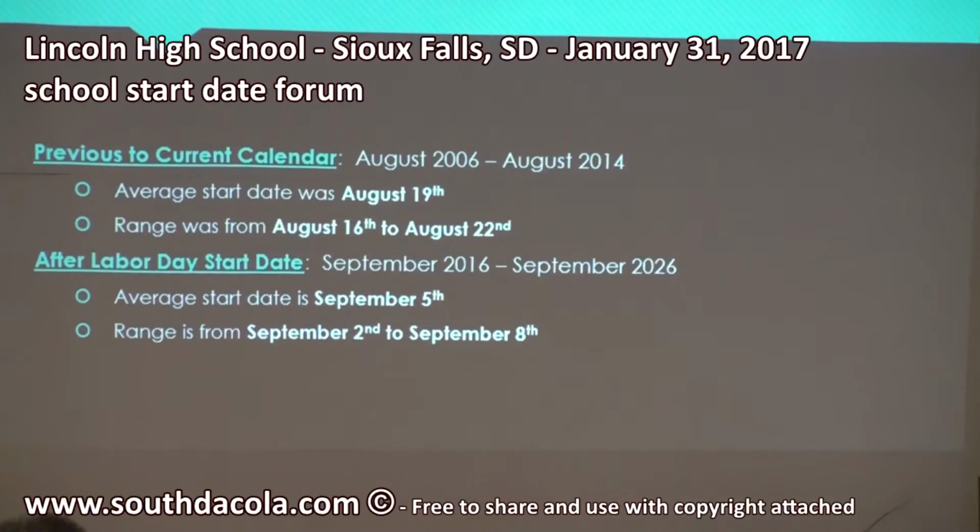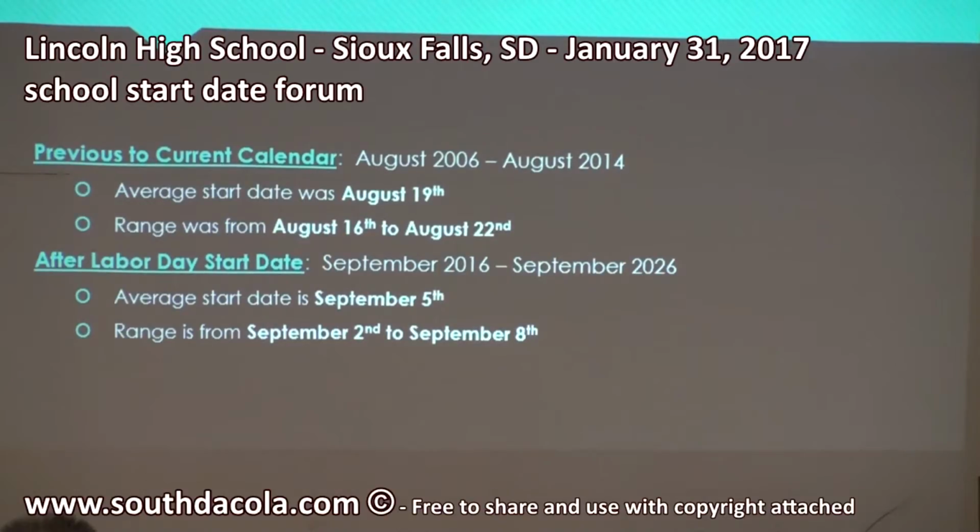Somebody had asked me at the last meeting, can you go back even further? So I went back, I think it was about 10 more years even prior to that, and I think the range went from the 16th up to the 29th, somewhere in there. I think the average ended up being about the same. I have those numbers, and I could share those with people at home. But for the previous calendar we've had, from August 2006 to August 2014, the average was the 19th, and the range went from the 16th to the 22nd.